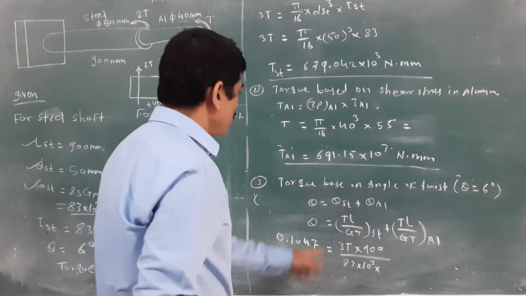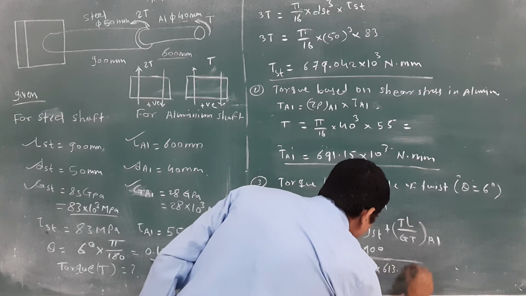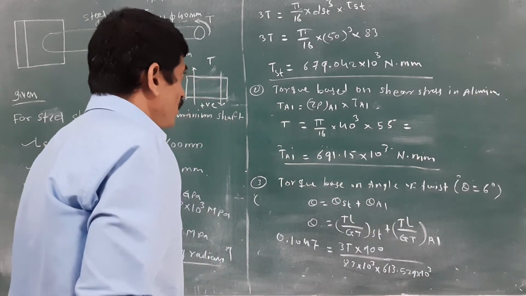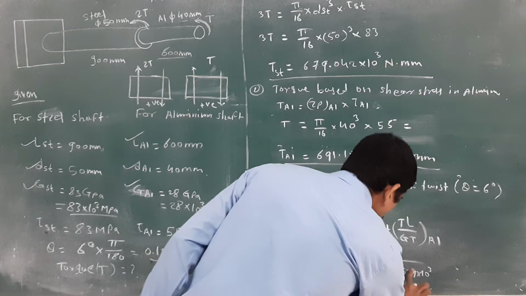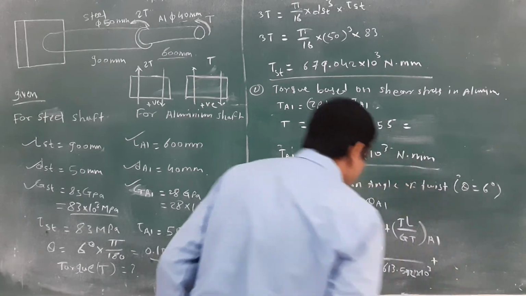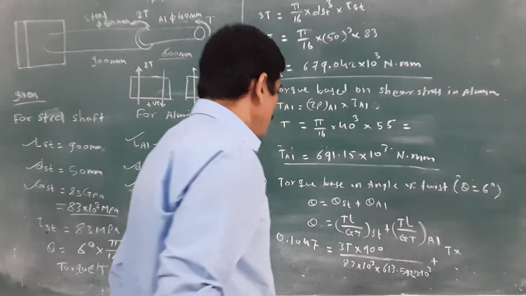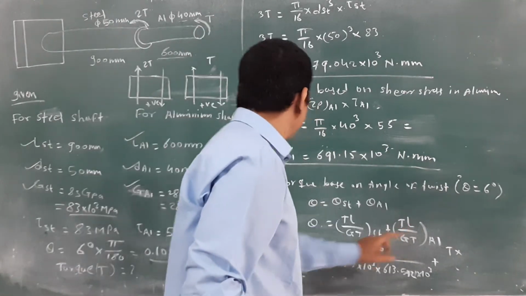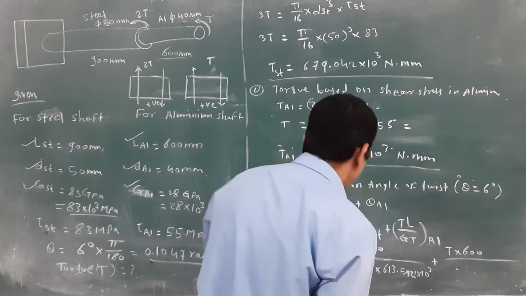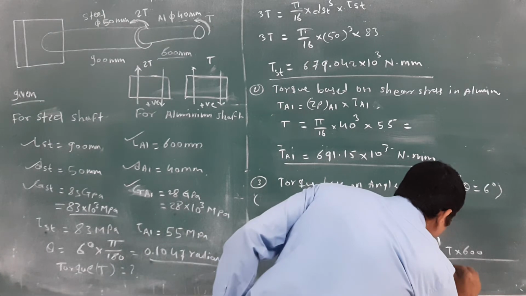What is the value of JST? We have calculated 613.529 into 10 raised to 3. This value we have already calculated. Then plus, what is the T? As it is T. We don't know this value. What is the length of the aluminium shaft? 600, divided by G for aluminium, 28 into 10 raised to 3.